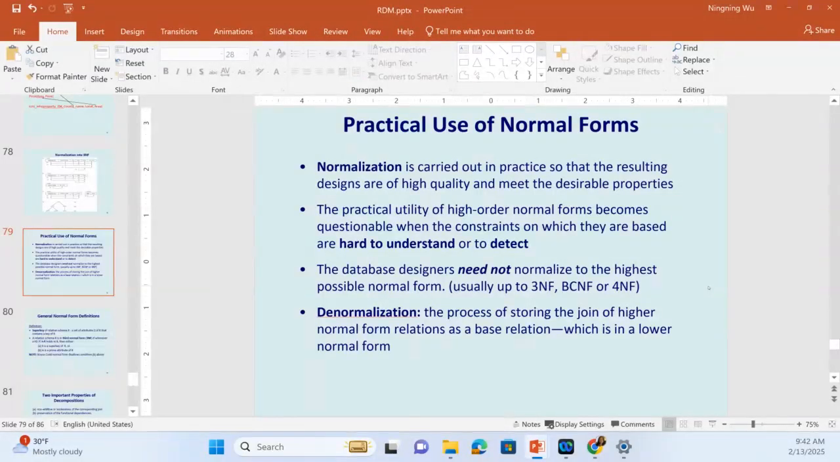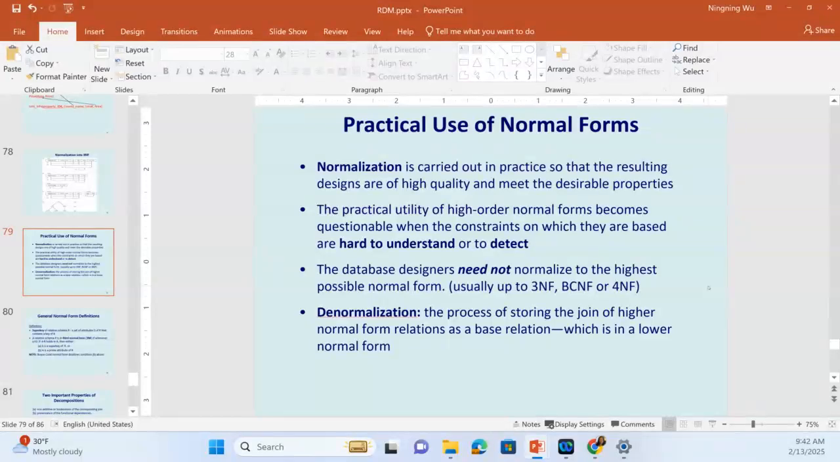Okay. In practice, so far we only study 3NF. In practice, we also have 4NF, even 5NF. But those higher normal forms are, most of the time, pretty hard to interpret. So that's why we only make sure that as long as our relation schema is in 3NF, we are good. We do not need to further normalize them into the higher normal forms, because that's pretty hard to understand.